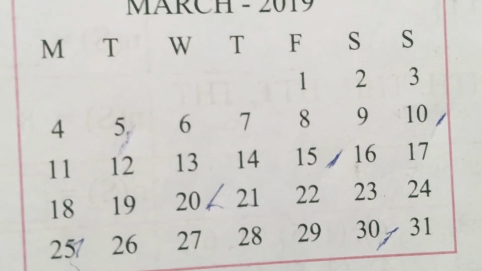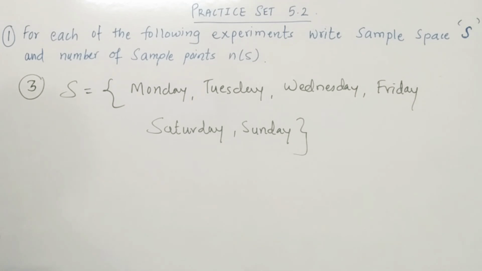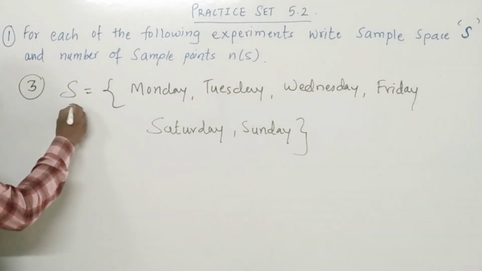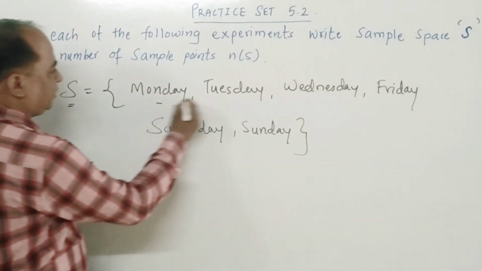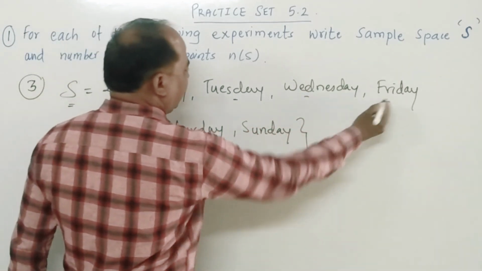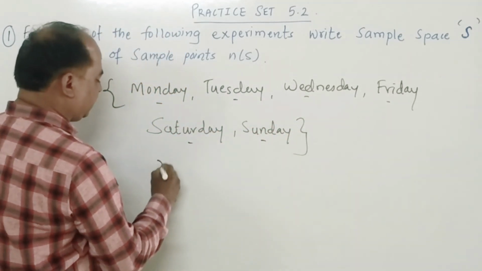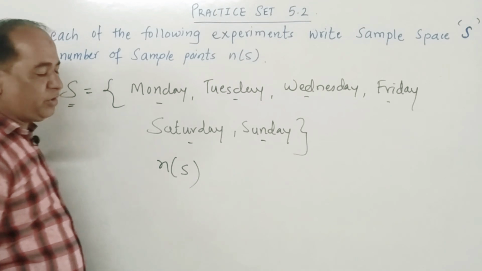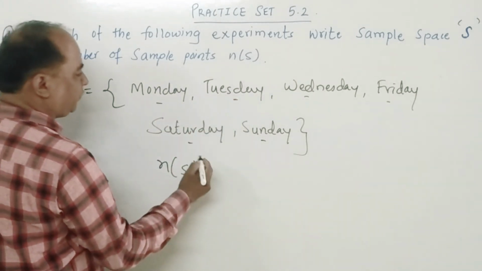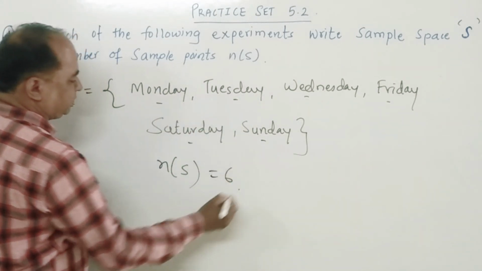and Sunday. So the sample space for the third example is Monday, Tuesday, Wednesday, Friday, Saturday and Sunday. So the total number of sample points is 1, 2, 3, 4, 5 and 6.